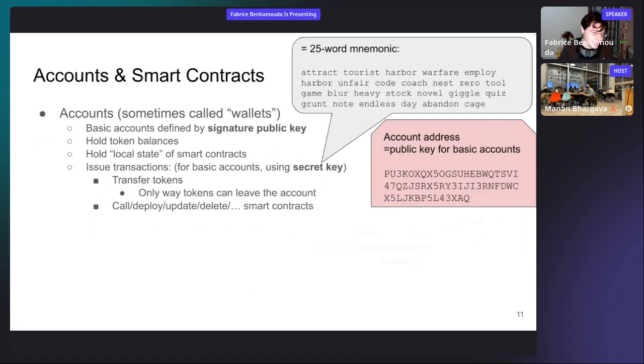And the secret key should be kept secret, and that's what is used to issue transactions. To issue a transaction, you sign it using your secret key. You should never reveal it, otherwise people could steal all your money. The secret key can also be used to call, deploy, update, delete smart contracts, because doing that is just another kind of transaction. So a basic account is defined by such a public key. Essentially what an account does is that it holds the balances and, in the case of Algorand, the local state of the smart contract. On the blockchain, each account has its balance associated.